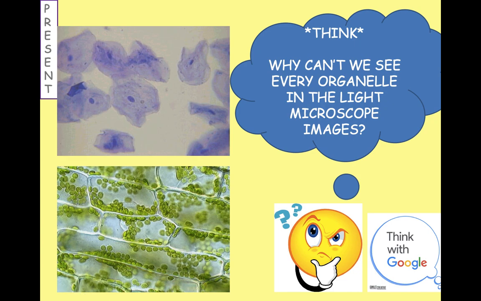What I want you to have a little think about then, you don't need to write anything for this, is why can't we see every organelle in the light microscope images? So I've copied them and put them here for you. This was the animal cell, and these were the plant cell. Have a little think. Why can't we see all of the organelles? Why can't I see mitochondria or ribosomes in this picture? Why can't I see a nucleus in this picture when it's one of the largest things inside of the cell?